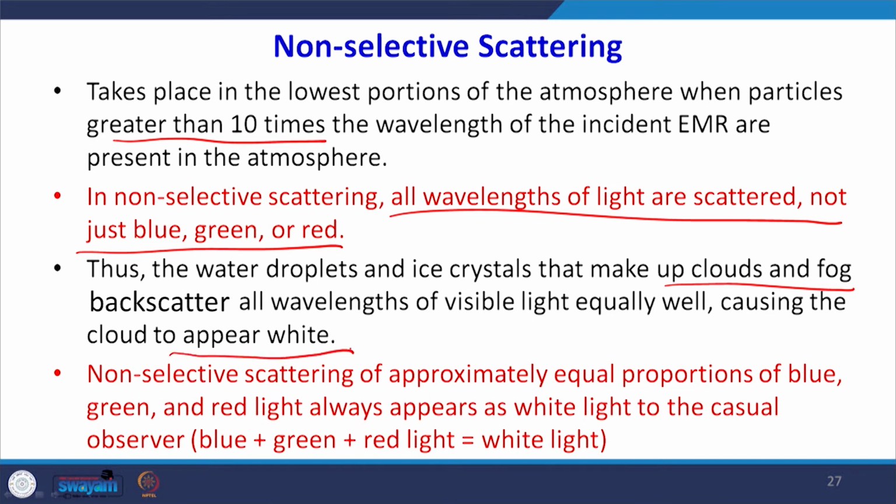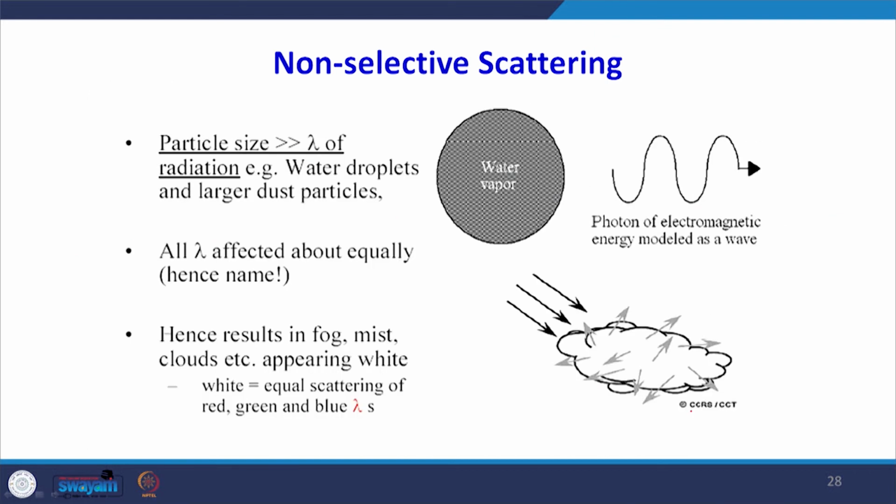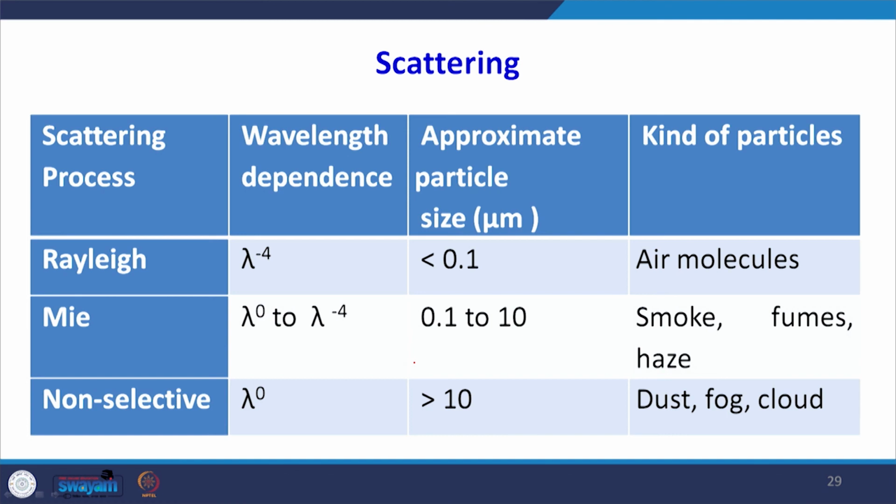So, non-selective scattering has approximately equal portions of blue, green and red. If you mix these colors, what you get as the resultant is white light. So, this is the concept that defines non-selective scattering. Here is the cloud mass, and the particle size is much bigger than the wavelength which is used, and all the wavelengths will be affected equally in this case, and that is why fog, clouds and mist appear white in shade.